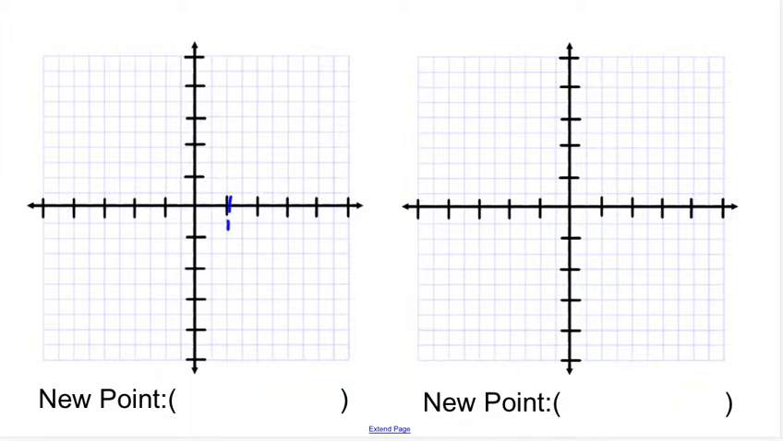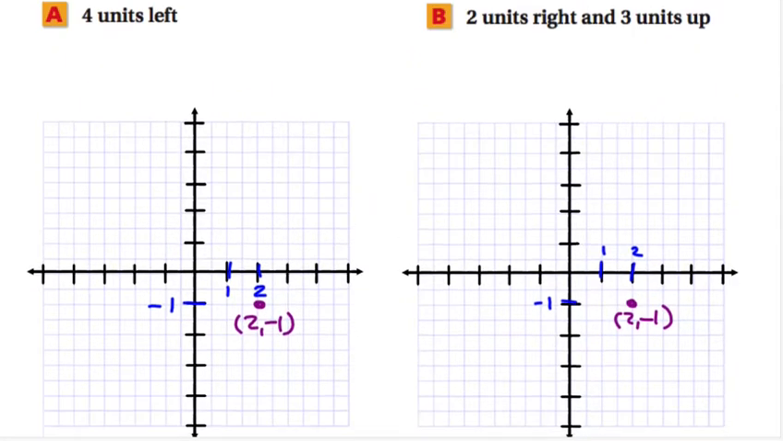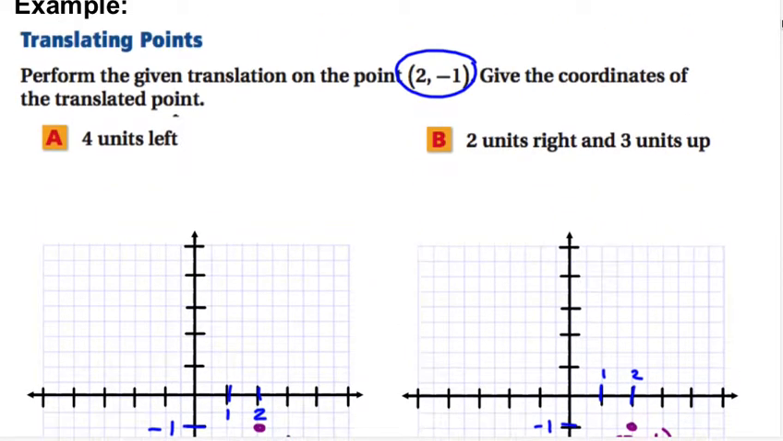So I'll call this 1, I'll call this 2. We're going to go down 1. So my point, I'm going to have it in purple. There's our original point. I'm going to do it again over here. 1, 2, and then down 1. And then here's our point, 2, -1. All right, now what we're going to do is we're going to change that coordinate.